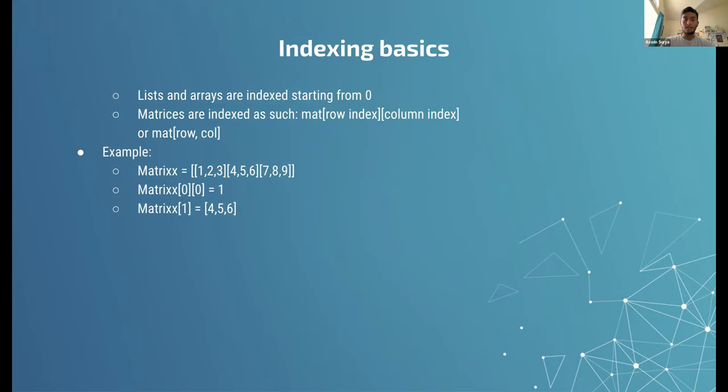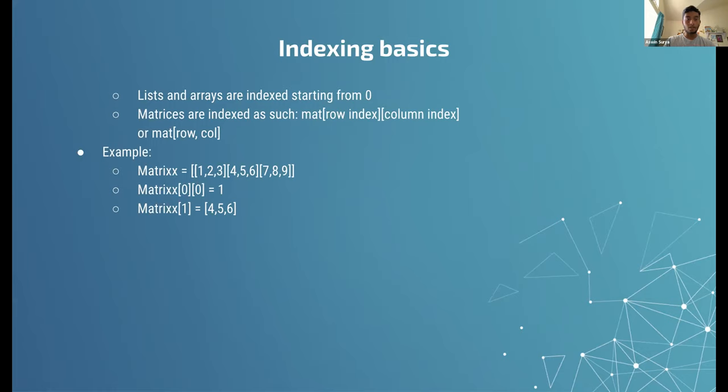For example, let's say we have a matrix called a matrix. I know, very creative. So it has three separate arrays in it. So it's a three-dimensional array. The first array is 1, 2, 3. Second array is 4, 5, 6. Third array is 7, 8, 9.